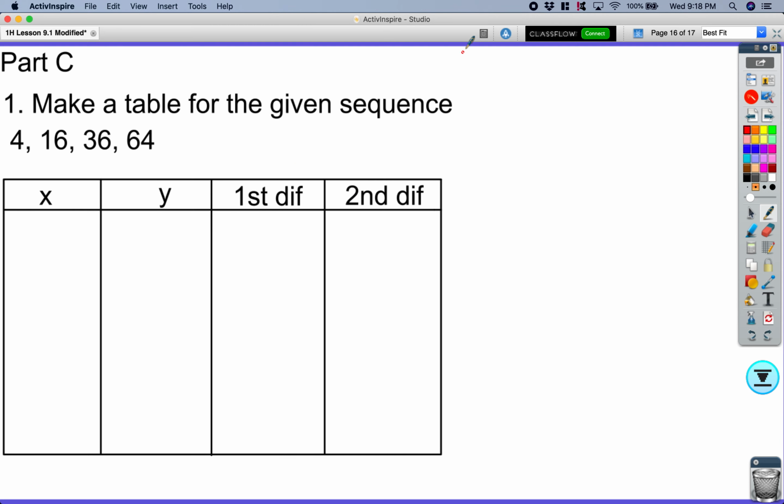So same idea, guys. What we are going to do is make the table of the given sequence. And to do that, we're just going to have the first, second, third, fourth term of 4, 16, 36, and 64. So the first thing that we need to do is find the first difference. And the first difference here then is just from 4 to 16 is 8. Then I go to 20. And then from 36 to 64, I believe that's 28.